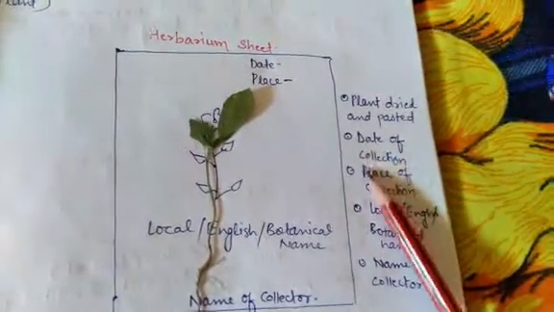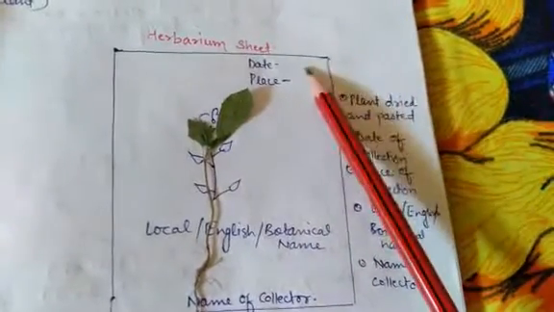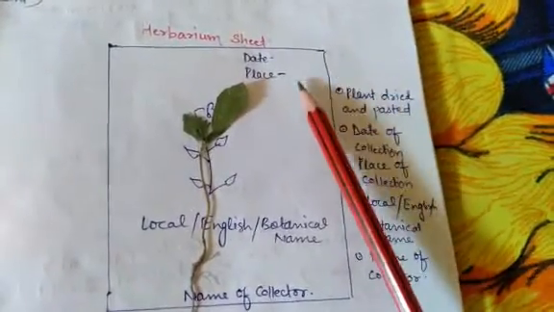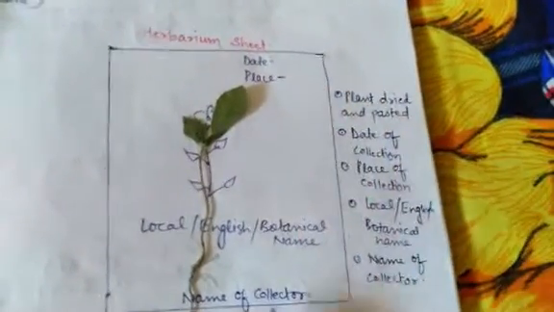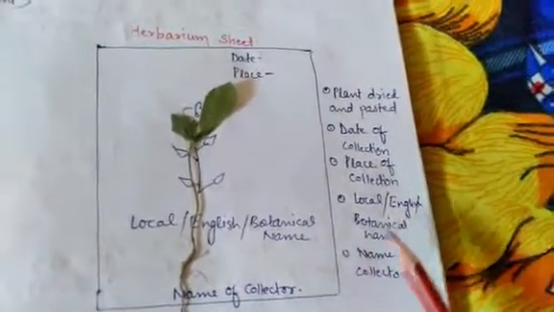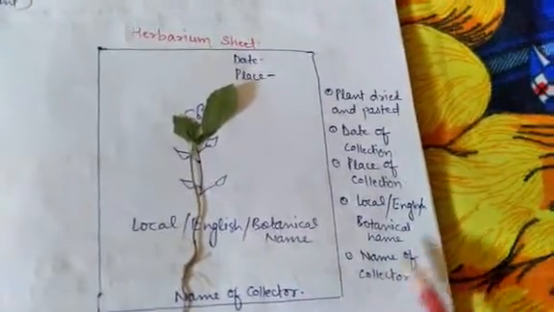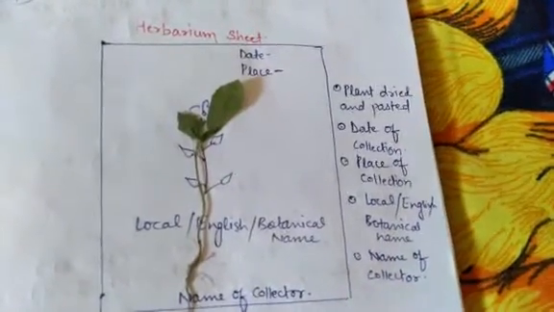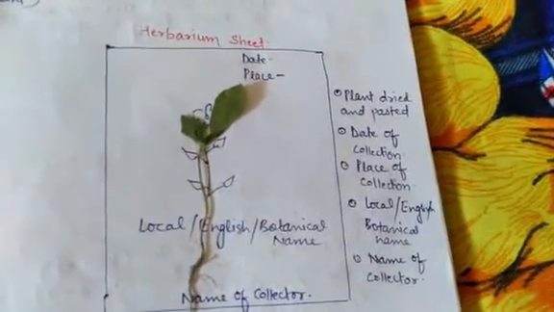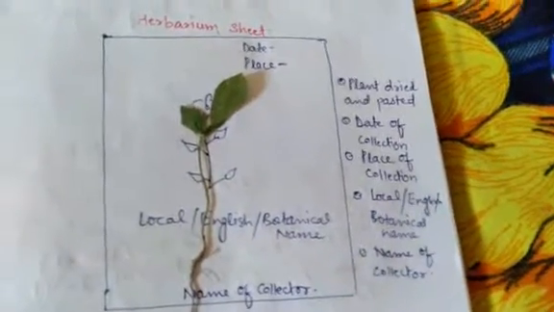So which information must be there in the herbarium sheet? Date of collection must be there on the herbarium sheet. Place of collection, from where you are collecting, must also be there in the sheet. Next, the local, English as well as botanical name must be there on the herbarium sheet. And lastly, the name of the collector will be there in the sheet. So these are a few very short question type keywords which are explained here. What is herbarium sheet? What is herbarium?